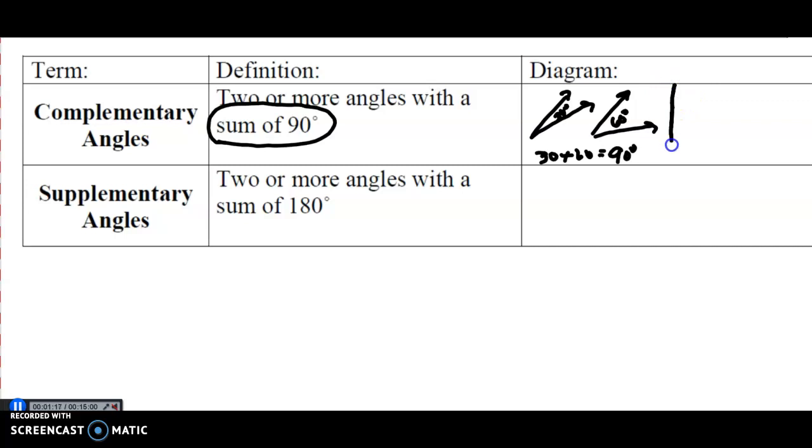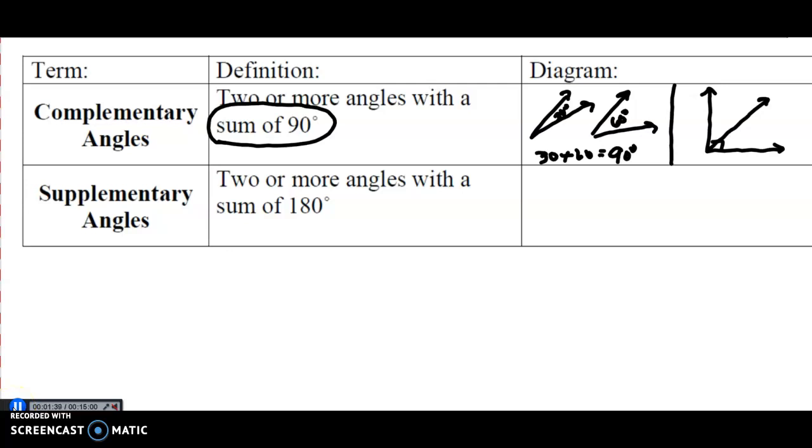Another way this could look is you could have two angles inside of a right angle, because we know that a right angle is worth 90 degrees, so if two or more angles actually make that up, they would be considered complementary as well.